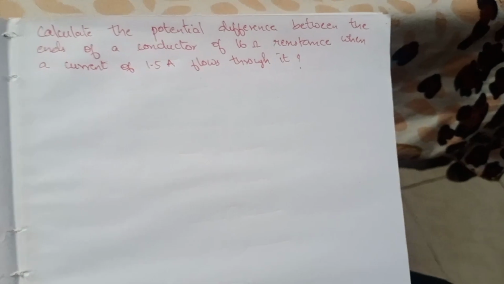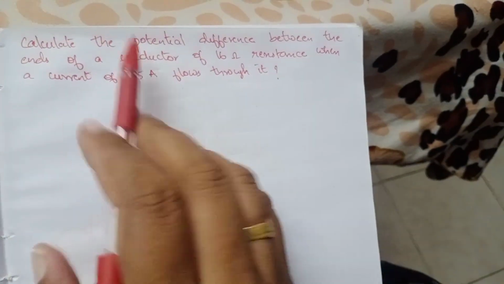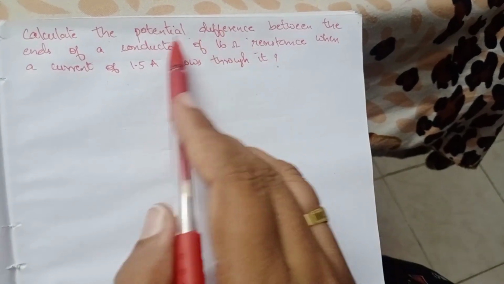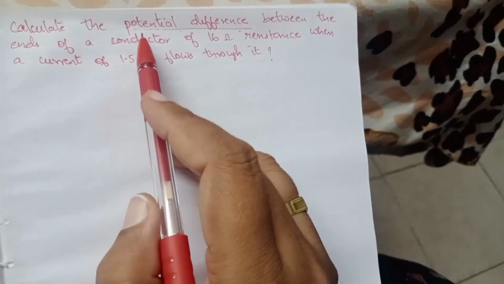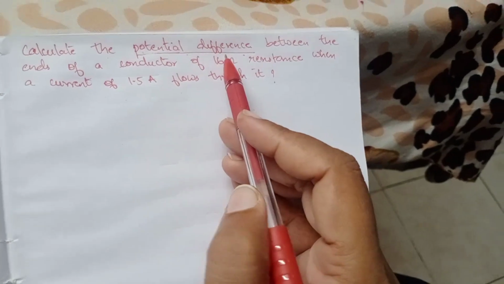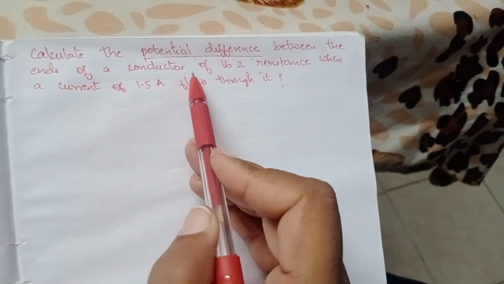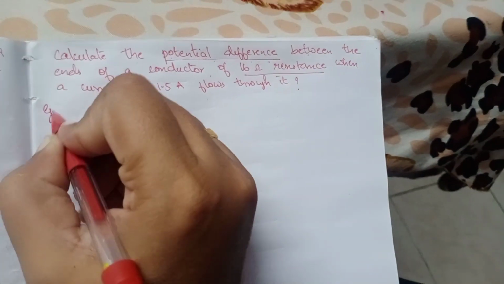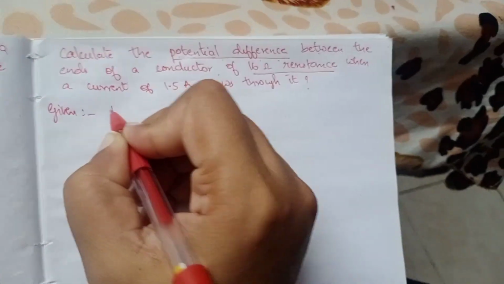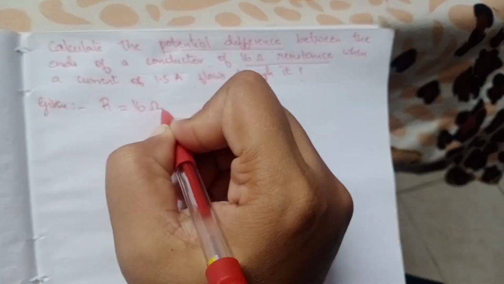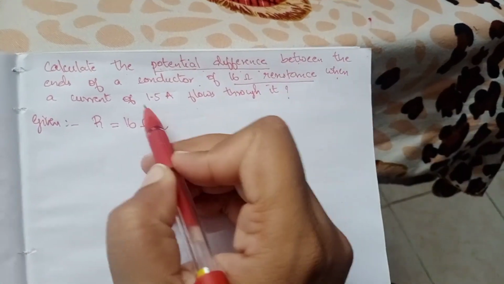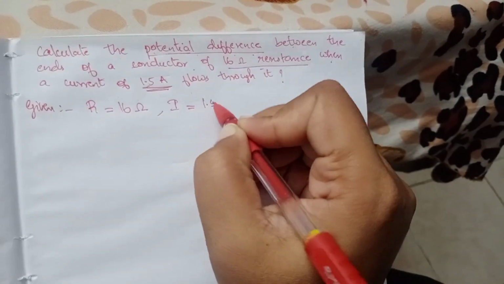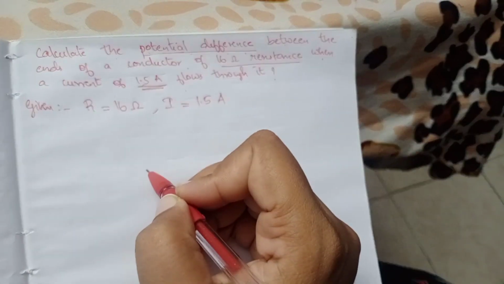Okay. Now we will solve one simple question. So here you need to calculate the potential difference, or you say we need to find out the voltage, between the ends of a conductor of 16 ohm resistance. So let us write down the given data. The value for resistance is given as 16 ohm when a current of 1.5 amps. The other value given is the current, that is I is equal to 1.5 amps.